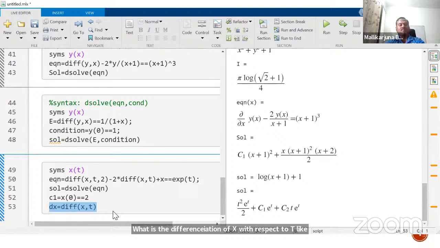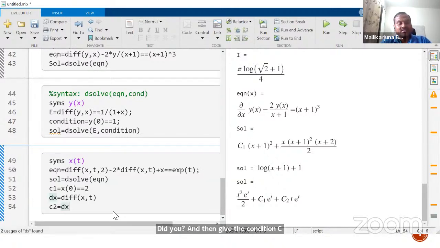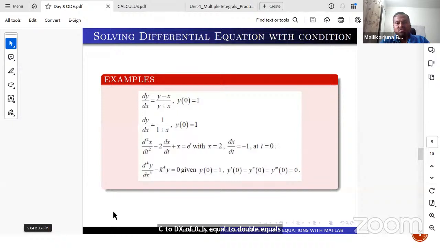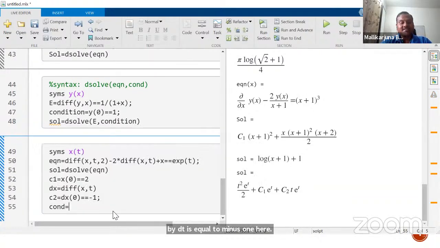When you would like to incorporate a derivative condition in this MATLAB software at the time of using dsolve, first you have to define the derivatives and then give the condition C2. C2: dx of 0 double equals minus 1. Dx by dt is equal to minus 1 here. Okay. Now the conditions are C1, C2. This is important. C1, C2.